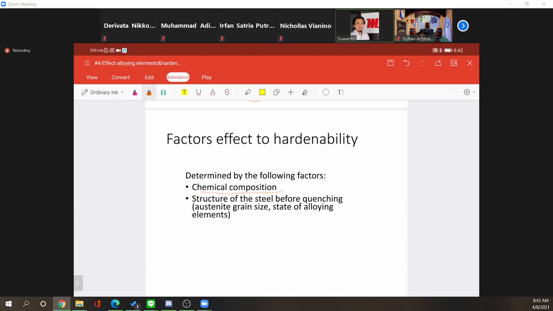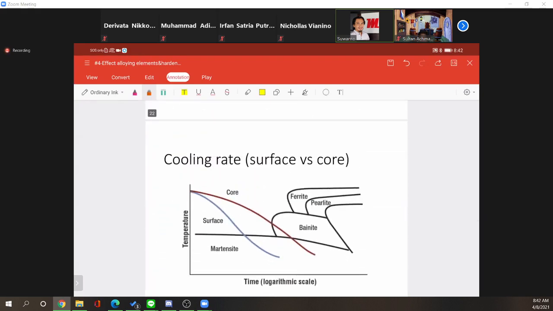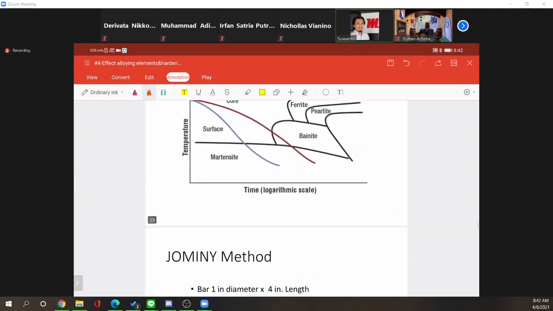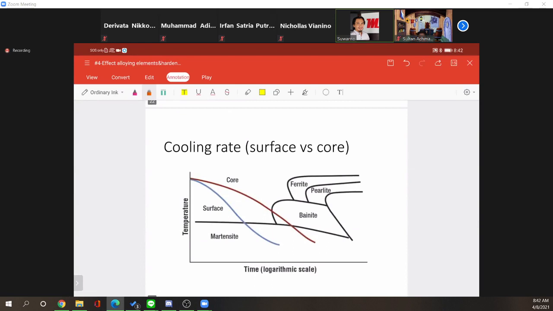So there are two. First is chemical composition, of course. The second is the structure, or microstructure, prior to the quenching process. See, this is probably also why there is sometimes a critical size for the sample to be hardened. That's because the cooling rate in the surface and in the core is different. In many cases the surface has a faster cooling rate, but the core has a slower cooling rate.